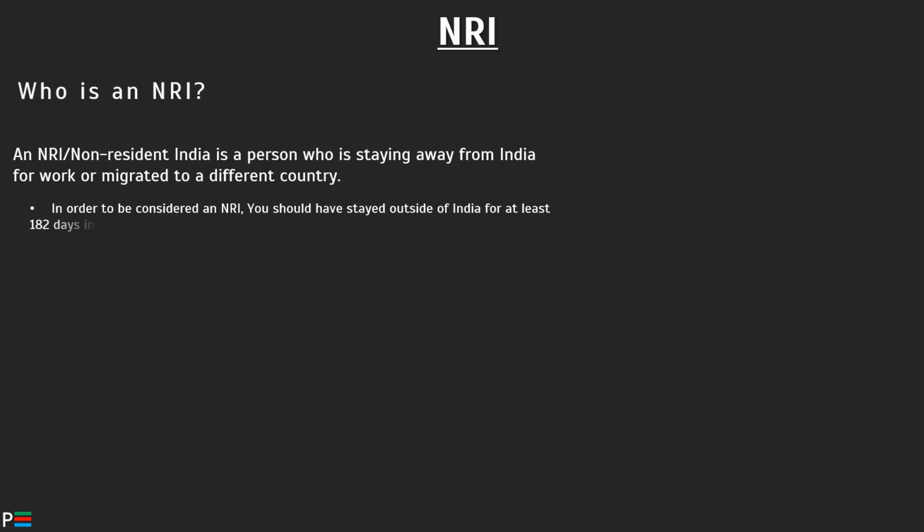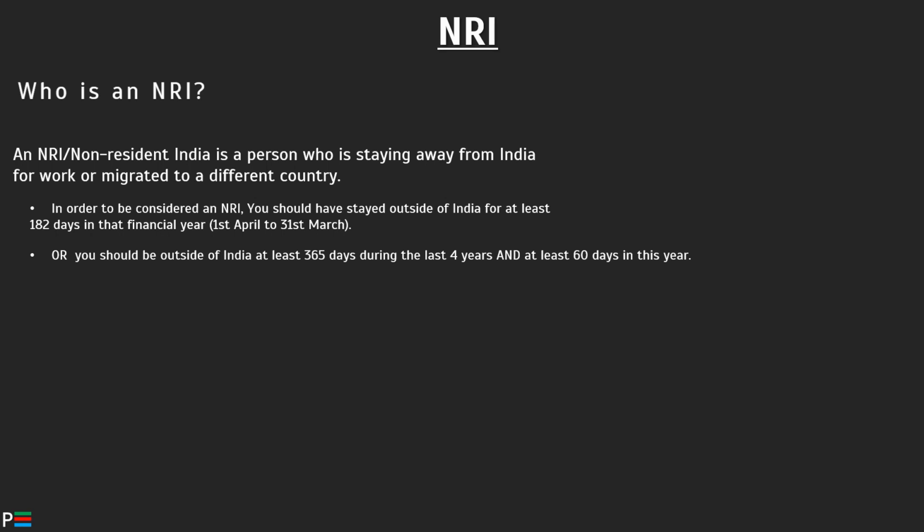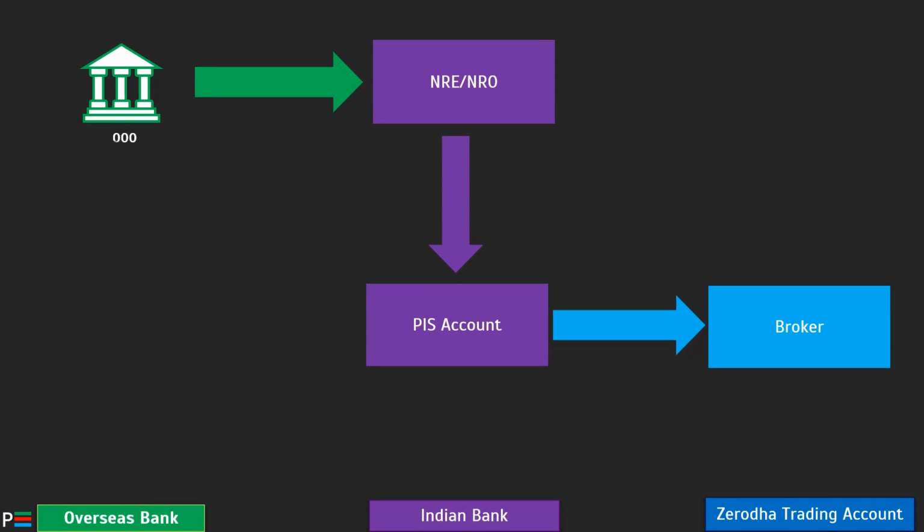In order to be considered an NRI, you should have stayed outside of India for at least 182 days in that financial year, which is 1st of April to 31st of March. Or you should be outside of India at least 365 days during the last 4 years and at least 60 days in this year. Of course, there are few exceptions to this definition. For instance, if you are an employee or a crew of an Indian merchant ship, in such a situation, 60 days is replaced by 182 days.